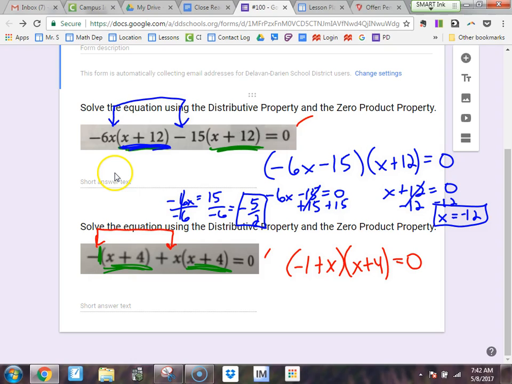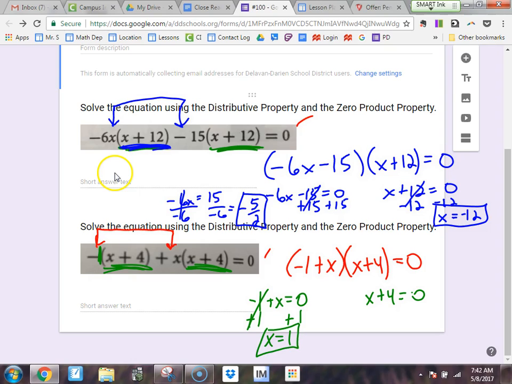Now, using the zero product property, I have two things multiplied together equal to 0. Set them both equal to 0 and solve. So negative 1 plus x equals 0, and x plus 4 equals 0. All I'm doing is setting what was inside the parentheses equal to 0. To solve this, I add 1 to both sides. X equals 1, done. That's it. Nothing more that needs to be done there.